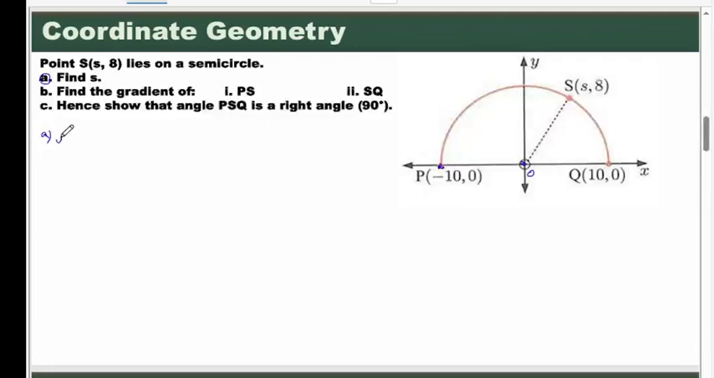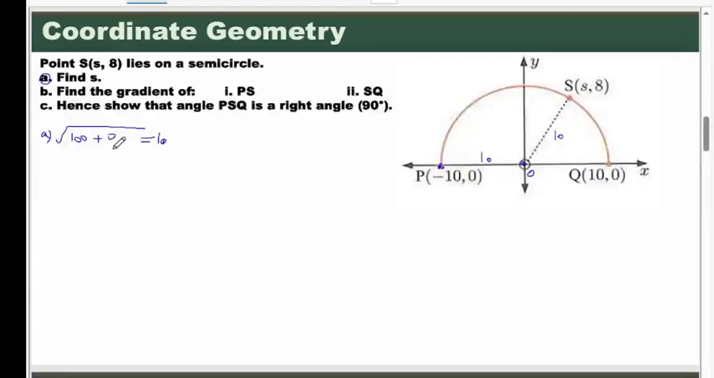That would be the square root of xp minus 0, which is negative 10 minus 0, negative 10 to the power of 2 gives me 100, plus yp, that's 0 minus 0 gives me 0 to the power of 2, again 0. So the distance would be the square root of 100 gives me 10. So the radius is 10. So this distance is 10 as well, because it's a radius.